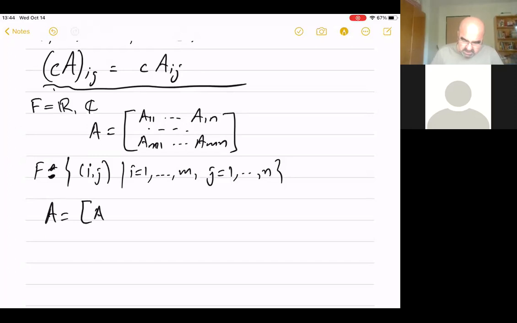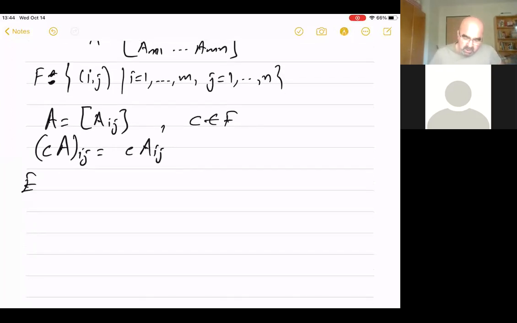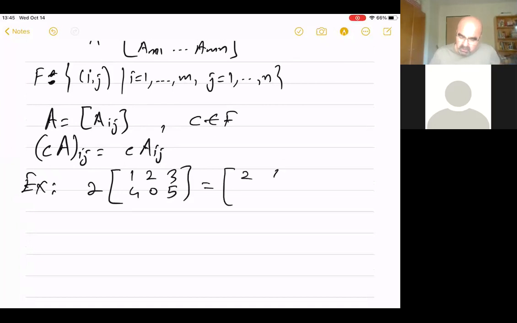When we have a matrix, we may write it like this: Aij, and we define scalar multiplication, where c is a real number, or from the field. The field, as we said, can be either real numbers or complex numbers. The ij entry of this matrix is c times Aij, as we just defined above. Let me give an example. If you have 2 times the matrix 1, 2, 3, 4, 0, 5, you multiply each entry by 2. It's 2, 4, 6, 8, 0, 10. So it's a function: in order to multiply a function by 2, you just multiply each value by 2. Now, this is scalar multiplication.